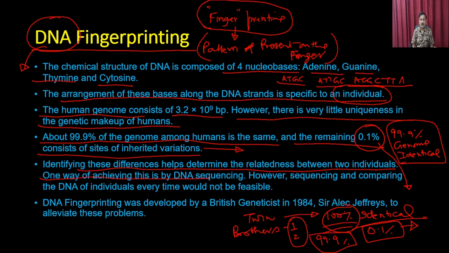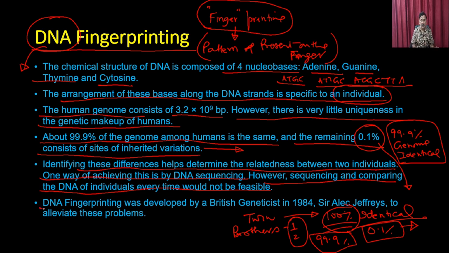One way of achieving this is by DNA sequencing. However, sequencing and comparing the DNA of individuals is very time consuming and not very feasible. You could sequence the whole genome of one individual, then the whole genome of a second individual, and then say this is what the differences are and this is how close they are to each other. But that is time consuming, not cost effective, and not feasible on several occasions, because given a limited time, it is not possible.